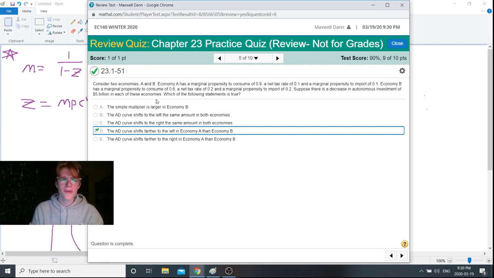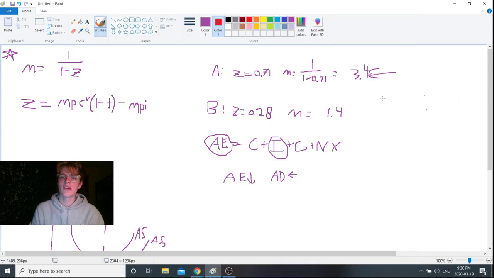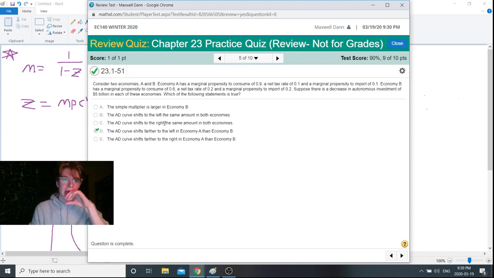So I'll talk about some of the wrong answers here because people sometimes get confused. Simple multiplier is larger in B. That's just false if you look at it, if you use the formula properly. The AD curve shifts the same amount, also false if you use the multiplier. The AD curve shifts right the same, well, the multiplier is different, so it's never going to shift by the same amount. And then the AD curve shifts farther to the right in economy A. So that would be if you're thinking that a decrease in investment would increase aggregate expenditure, which is also not true. They're positively related. Next question.